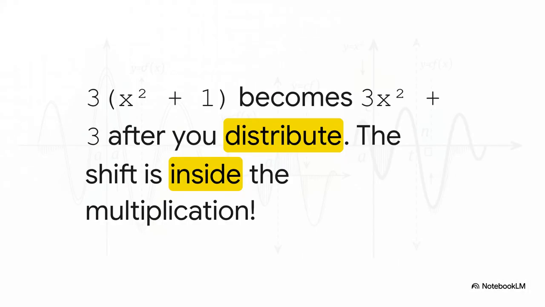The other huge pitfall involves parentheses. If you see something like 3 times the quantity x squared plus 1, your first instinct might be to shift it up by 1 and then stretch the result by 3. But look closer. That shift is inside the multiplication. You have to distribute the 3 first. That gives you 3x squared plus 3. So what is this really? It's a vertical stretch by 3, followed by a vertical shift up by 3, a totally different result.